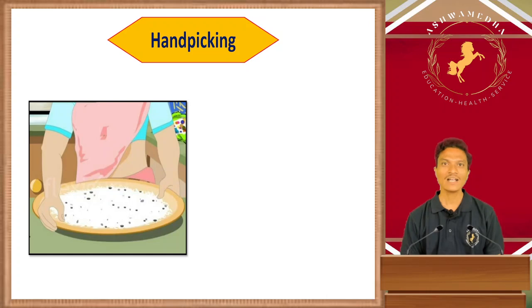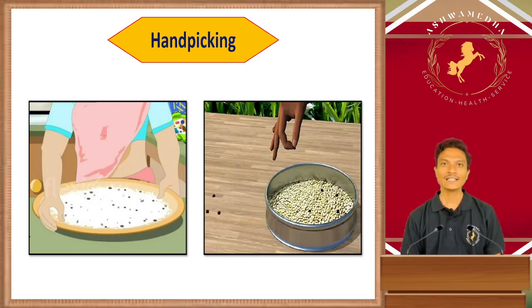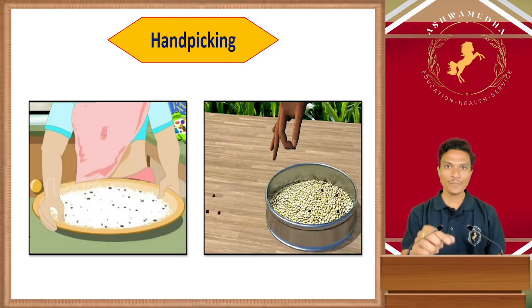Have you understood? At the time of preparation of dal also, she will be cleaning in the same process. So now you have understood what is hand picking. Separation of impurities from the useful substance by picking up through the hand is called as hand picking. You have understood now, but in the examination you need to define it. You need to give a definition if it is asked.